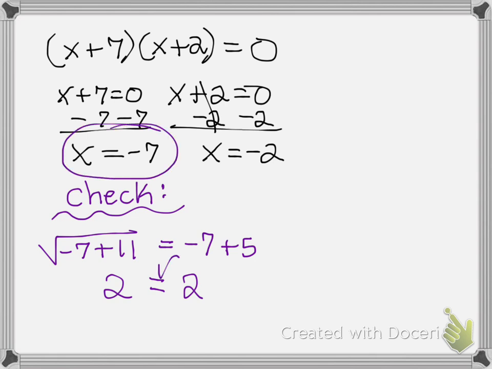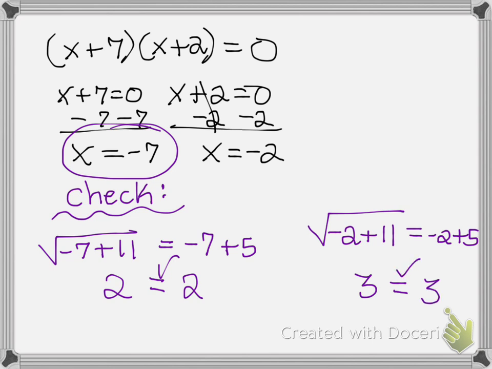Now let's check for negative 2. I'll have square root of negative 2 plus 11 equal to negative 2 plus 5. When I type in the square root of negative 2 plus 11 in my calculator, it says that it equals 3. And negative 2 plus 5, that also equals 3. So in this case, both of these answers are my solutions. And that's it.